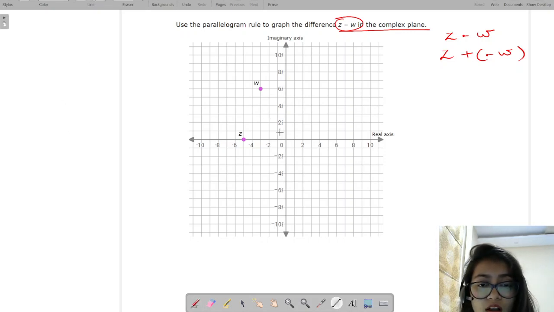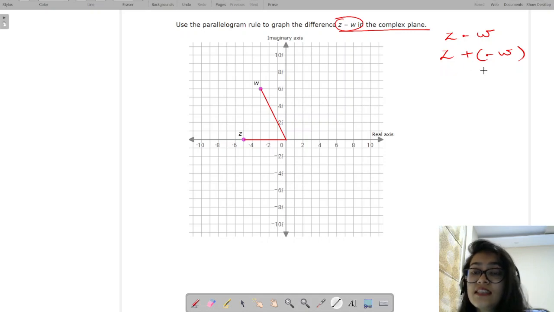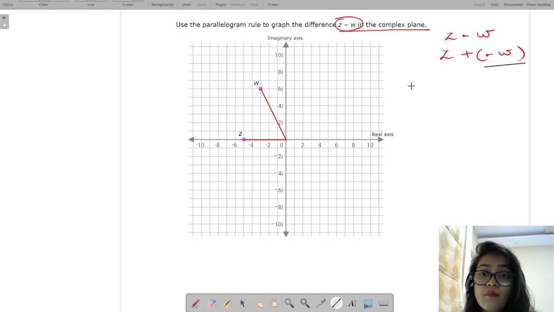I'm going to connect my complex number Z with the origin. So this is the vector Z. Then I'm going to connect my complex number W with the origin. So this is W. But I want to find out Z minus W, so I want to find out Z plus negative of W. So instead of plotting W, I'm going to plot negative of W. And negative of W is nothing but W in the opposite direction. So the direction of W is this, so the direction of negative W is going to be in the opposite direction.